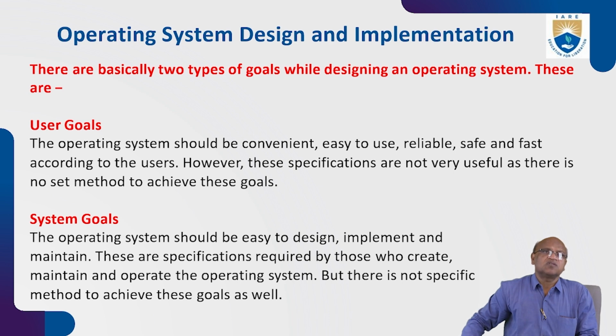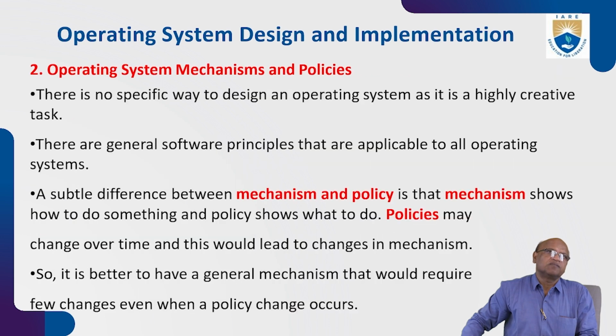Then system goals. The operating system should be easy to design, implement, and maintain. These are the specifications required by those who create, maintain and operate the operating system. But there is no specific method to achieve these goals as well. Next, mechanisms and policies. There is no specific way to design an operating system. It is a highly creative task.